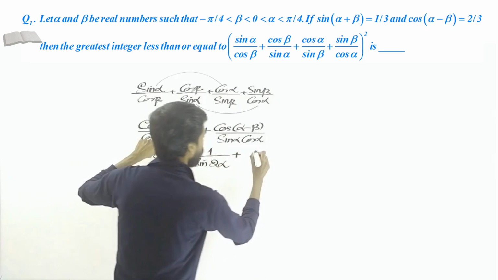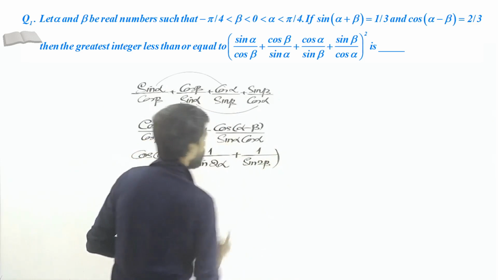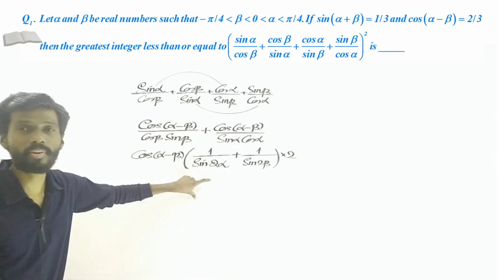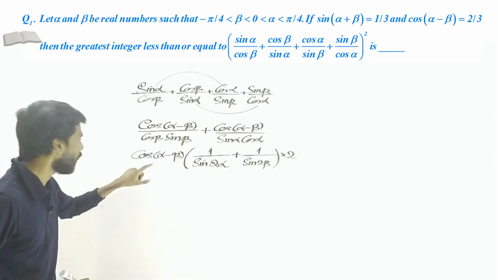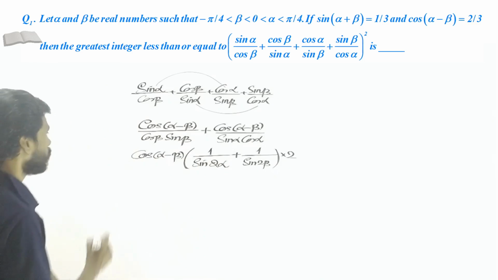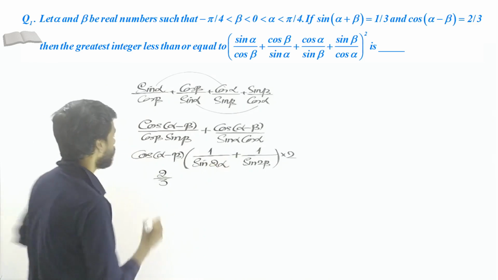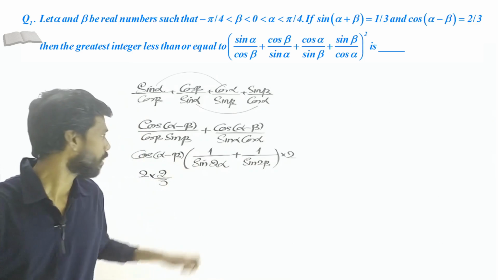Similarly, we have here 1 by sine 2 beta, multiplied by 2, because this is 2 sine beta cos beta, so we multiply and divide by 2. This value, cos(alpha minus beta), is already given in the question, that is 2 by 3, and that 2 can be written here. But we don't know the value of this sine 2 alpha.